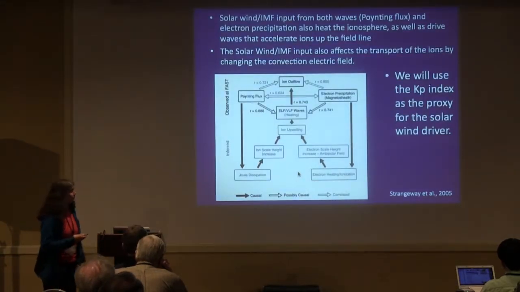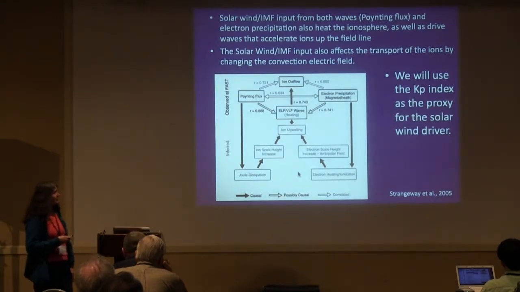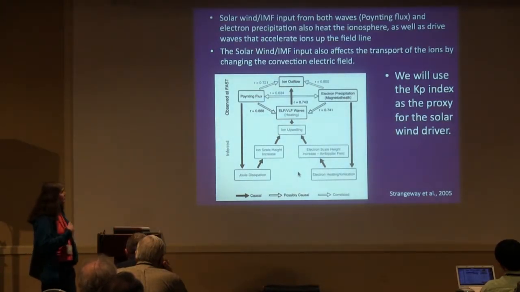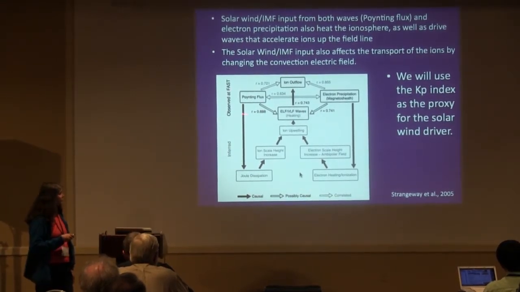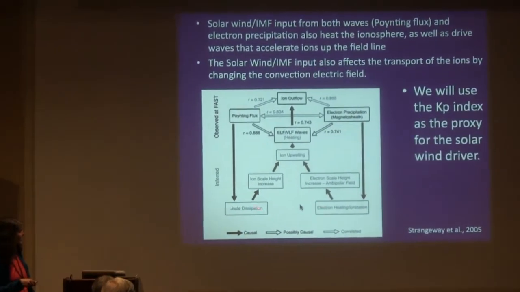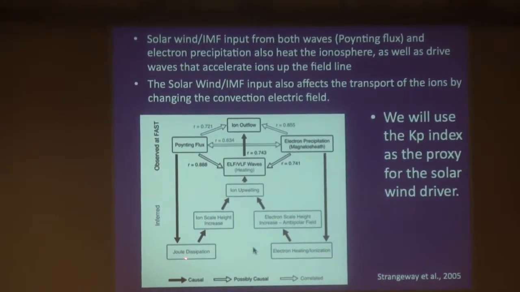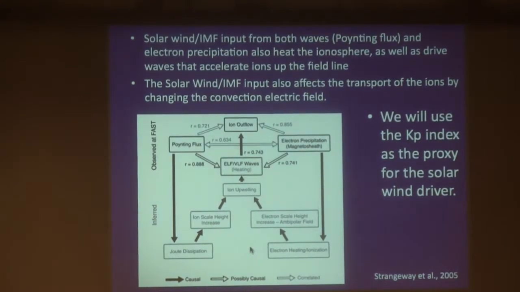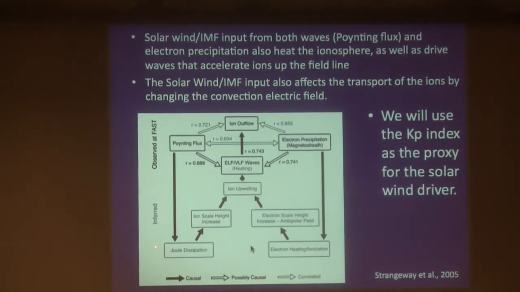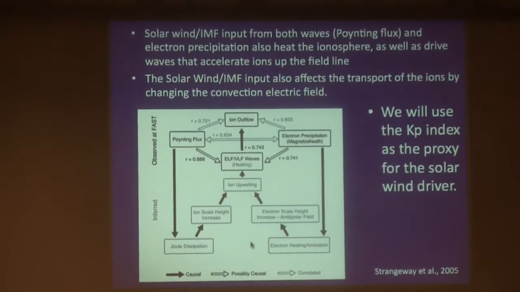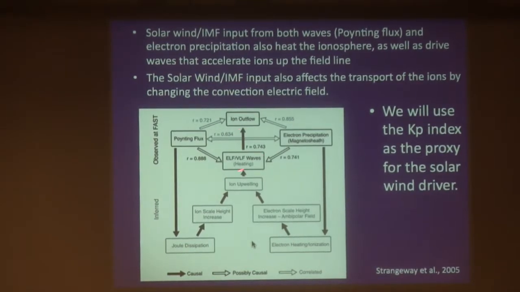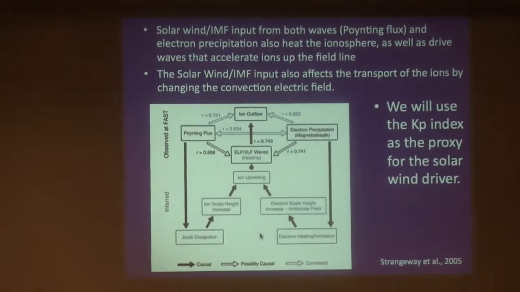And then in addition, we have the more dynamic changes from the solar wind driving. We have both waves carrying Poynting flux into the ionosphere and electron precipitation, both of which have the effects of heating the ionosphere, one through Joule dissipation and the precipitation through electron heating and ionization, as sort of summarized in this nice schematic by Strangeway et al. The heating of the ionosphere then increases the ion scale height. That leads to ion upwelling. Then the driving also generates waves, which lead to further acceleration, and we finally get the ion outflow.